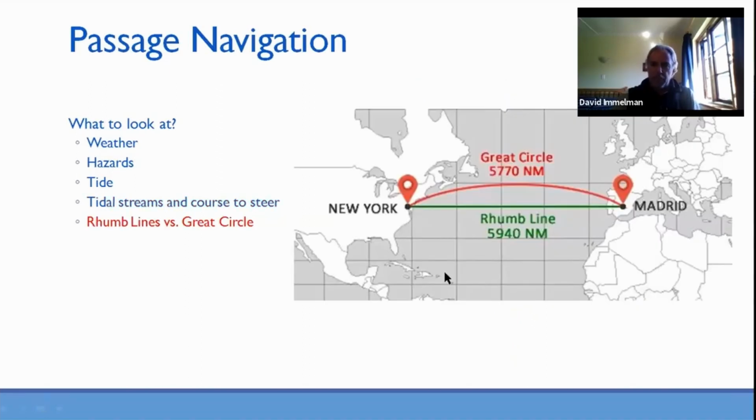Okay, as you get bigger, you've got to take rhumb lines and great circle lines into account. Okay, remember your charts are flattened pieces of the world. Okay, so here you can see from New York to Madrid, if you go straight across on a chart, it's a hell of a lot longer, almost 200 miles longer than if you curve with the Earth, because your chart is a flattened ideal of the world.